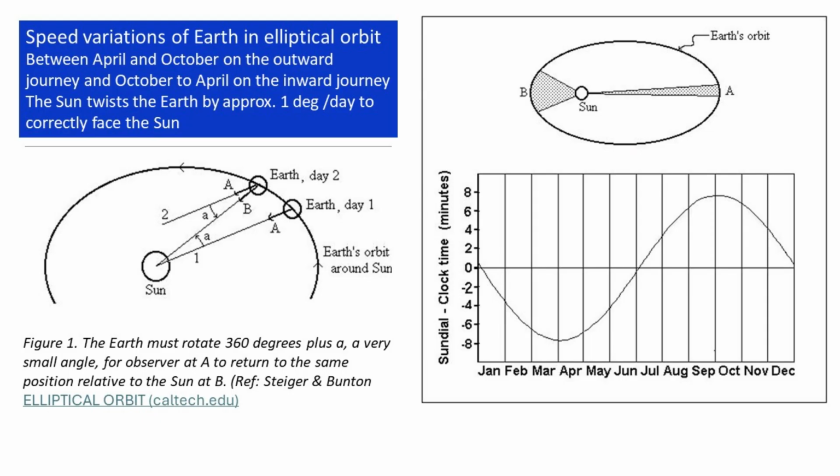This was further reinforced by the work of Steiger and Mountain, who showed that the Earth was twisted between April and October on the outward journey, and between October and April on the inward journey, 1 degree per day. This could only occur if there was a definite mutual gravitational link between the Sun and the Earth.